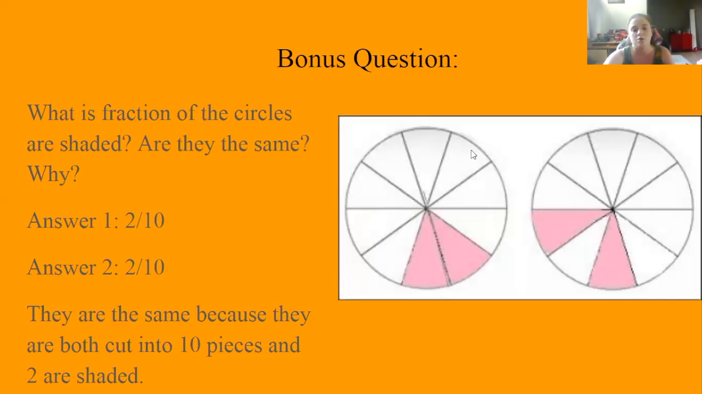1, 2, 3, 4, 5, 6, 7, 8, 9, 10. They both have 10 equal pieces, and 2 equal pieces in each circle is shaded. So they are the same, and the answer of the fraction of circles that are shaded is 2/10.